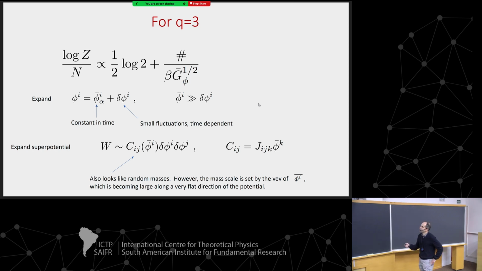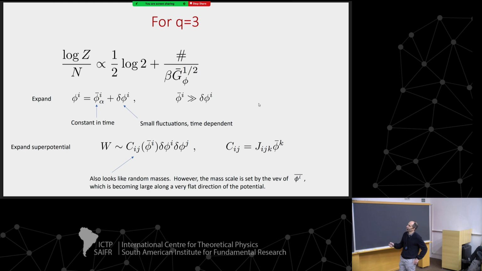And then if we expand the superpotential, if this phi bar is a very flat direction, there is nothing contributing from there. But when we expand to second order, there will effectively be some masses for these small fluctuations, which will be random and whose scale will be fixed by this constant value. So we get precisely this term, which is similar to what we had before for the quadratic problem, where instead of the mass m that we had before, we have something proportional to this value phi, or more precisely the square of phi, which is g bar.